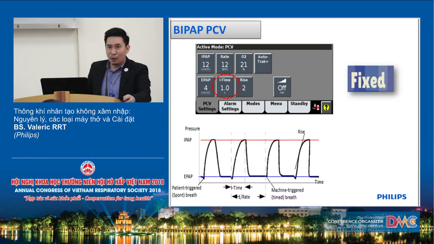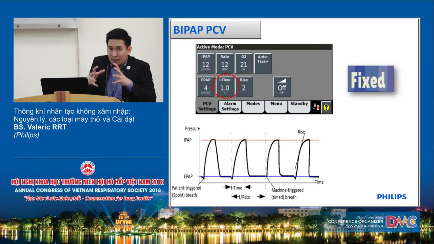Basically, this one is used for patients with restrictive lungs or stiff lungs. So this one is the perfect mode for those patients.